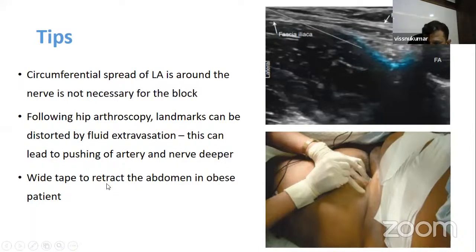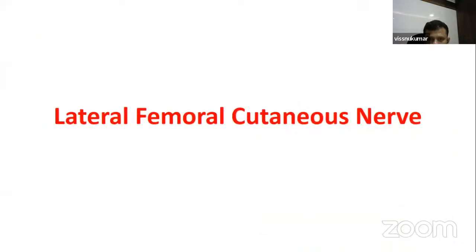Okay, and at the same time, if the patient is very obese, always use white plaster tape, as you can see in this image. Use the tape, ask for help from the assistant, and fix the abdomen, and then go for it. Okay, so that your inguinal crease or inguinal ligament will be easily visible. You can scan the probe cephalad and nothing is going to affect you.